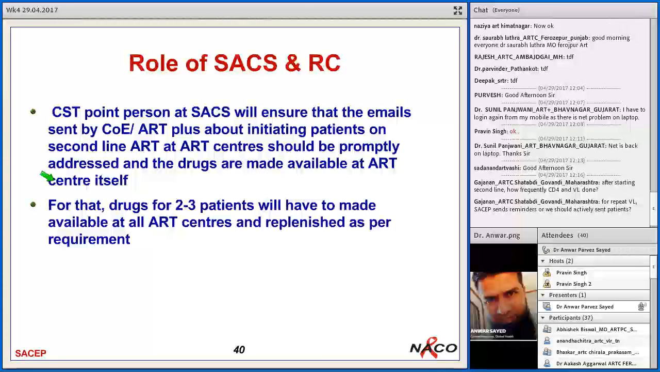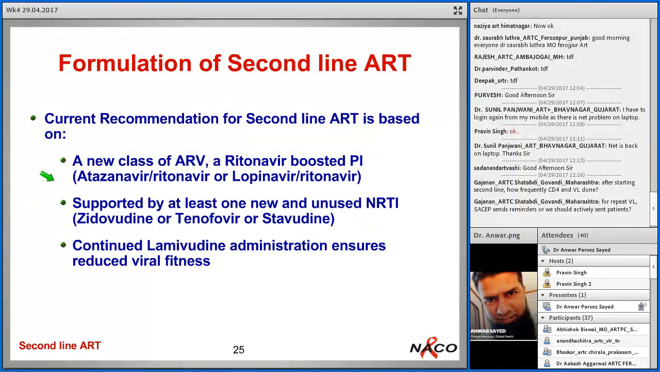I'm just skipping these slides because you all know that this has to be followed. Now, this is the formulation which we use in second line, that is atazanavir-ritonavir combination or lopinavir-ritonavir combination. This is supported by at least one new unused NRTI, that is zidovudine or tenofovir. We discussed this at length, why this in place of this. Then continued lamivudine administration ensures reduced viral fitness. This also we tried to discuss. I hope that is clear now.